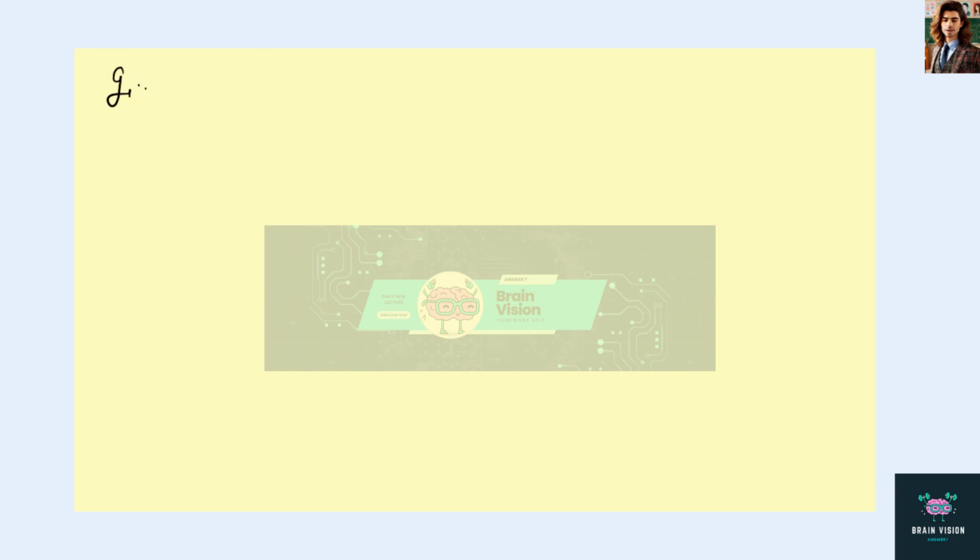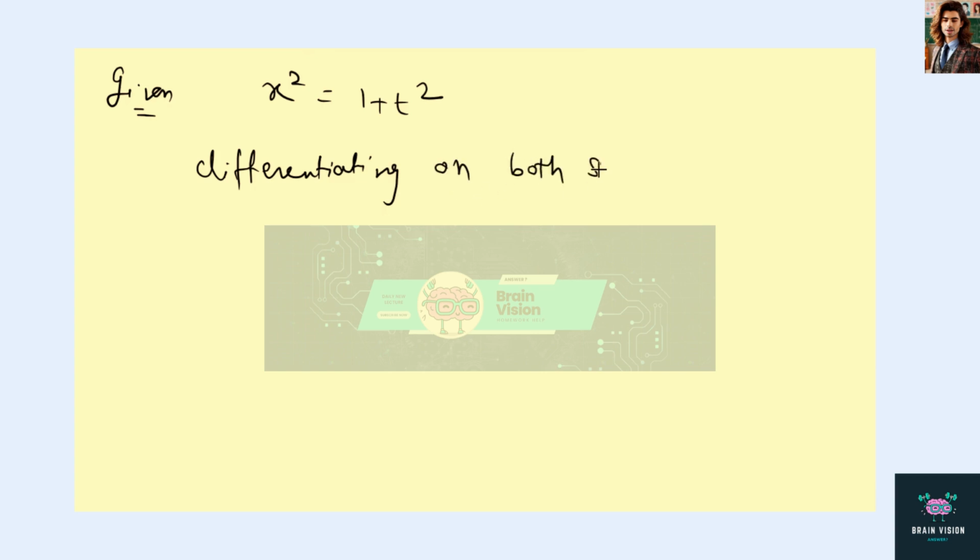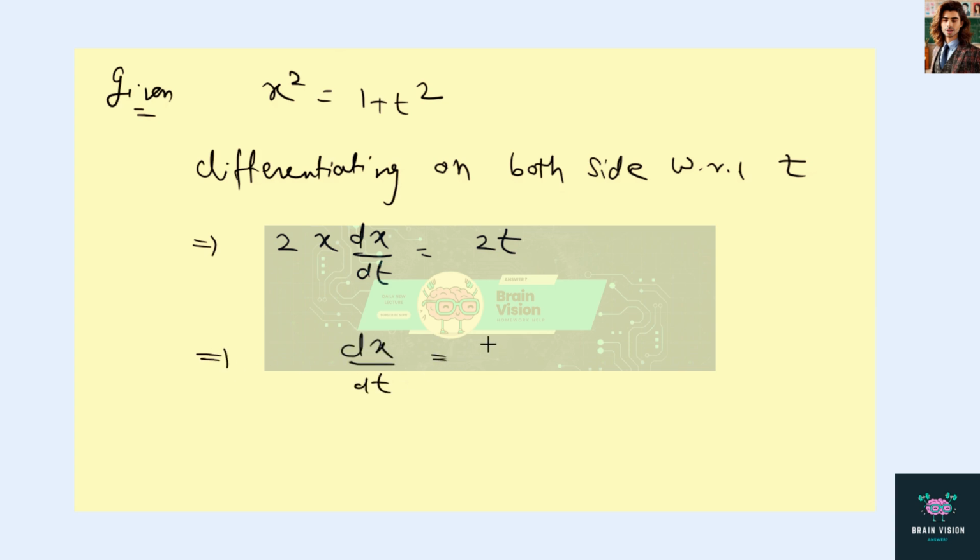So we have been given that the displacement is x squared equals 1 plus t squared. Now if I differentiate on both sides with respect to time t, we can say this is 2 times x times dx by dt equals 2 times t, or from here we can say that dx by dt equals t by x.